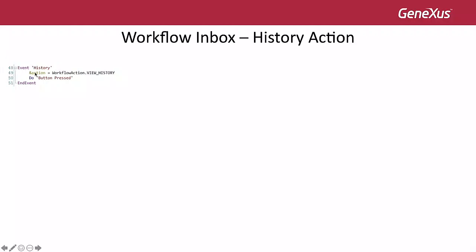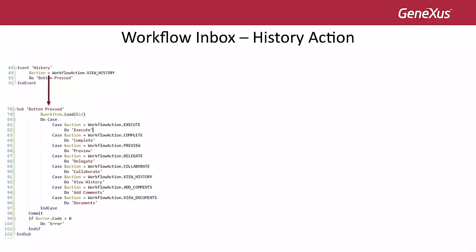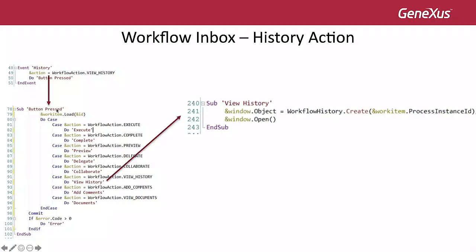And in this event, same as the other actions of this panel, it will assign the workflow action domain, but with the value view history, to the action variable, and then execute the button press subroutine. In this subroutine, it will load to the work item variable, which is of the workflow work item data type, the ID that has been selected in the grid. This is the ID of the work item, and then we'll have the work item assigned in this variable. After that, we'll execute the subroutine view history.